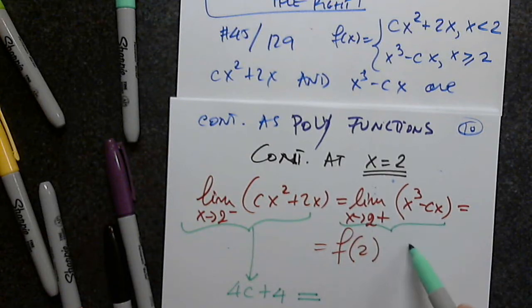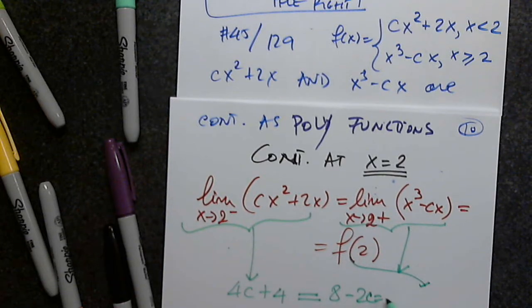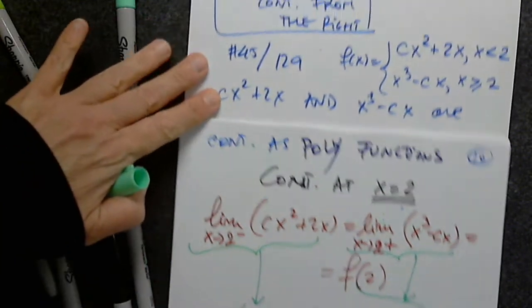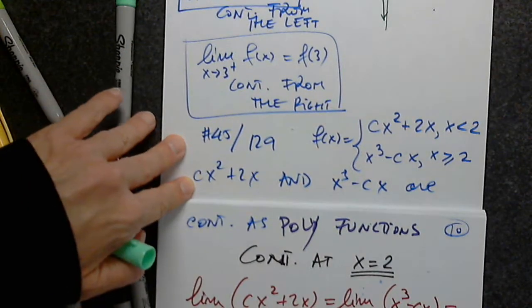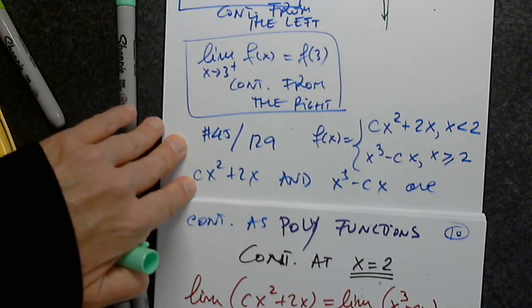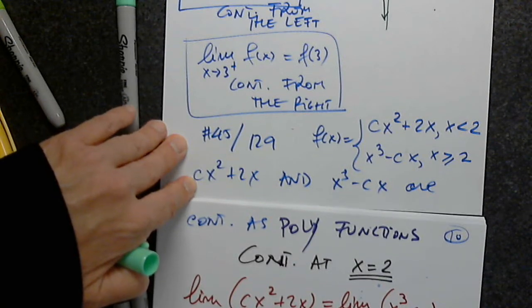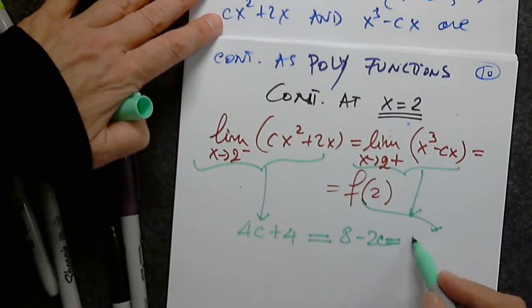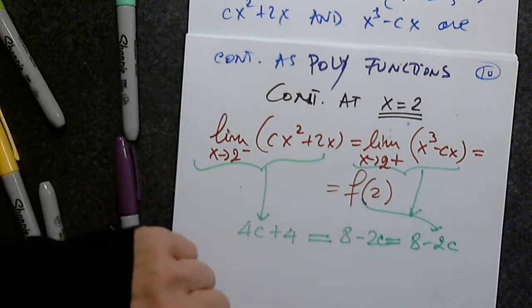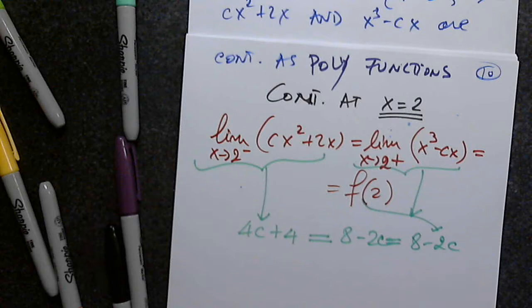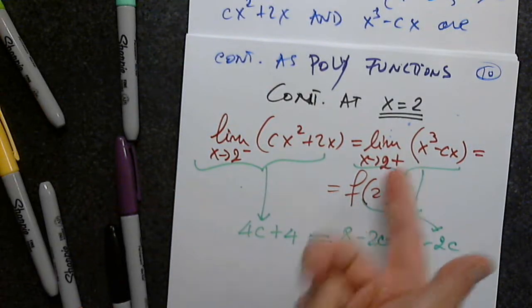Can anyone give us this limit? Yes, 8 minus 2c. And now can anyone give us f of 2? Which branch are we going to use for f of 2? Because only one is allowed. Exactly. So that will be 8 minus 2c. Of course, this is redundant. You can say, well, you wrote it twice. It's the same thing. You're right.